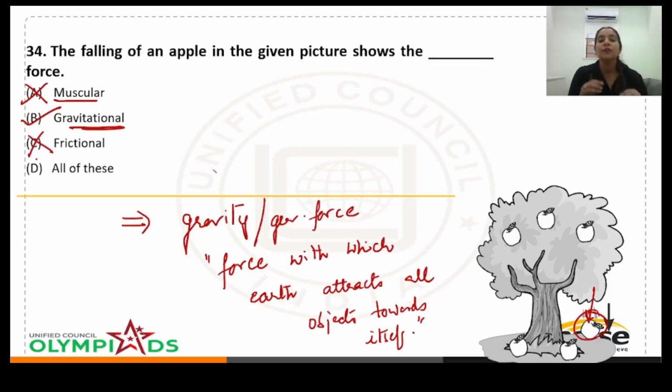Frictional? No. Because friction comes into notice when two bodies are in contact with each other. For example, when you are rubbing, here comes the frictional force. When you are walking, there is frictional force because your foot is in contact with the surface. In the same way, if I am rubbing this, my two surfaces are in contact. So for friction to come into notice, the two objects should be in contact with each other. But here you can see that the apple is not in direct contact with the earth. Therefore, the correct answer is option B, that is gravitational force.